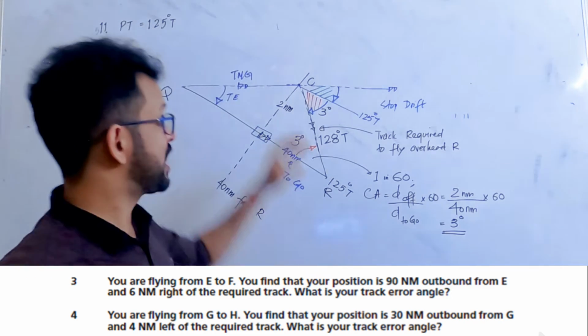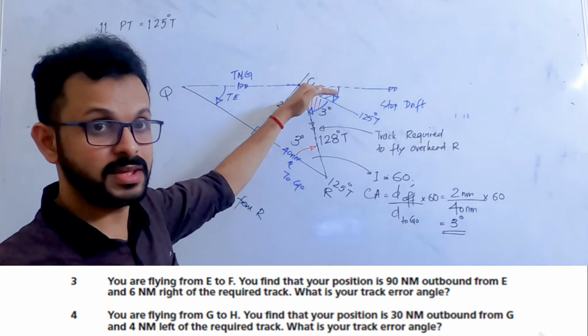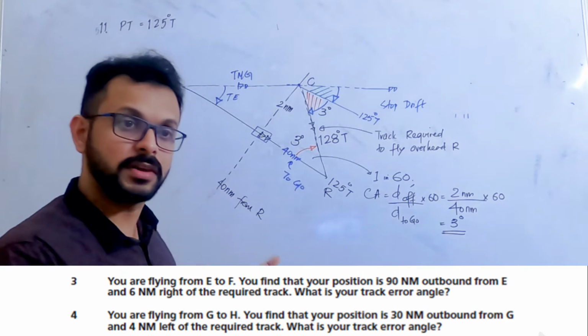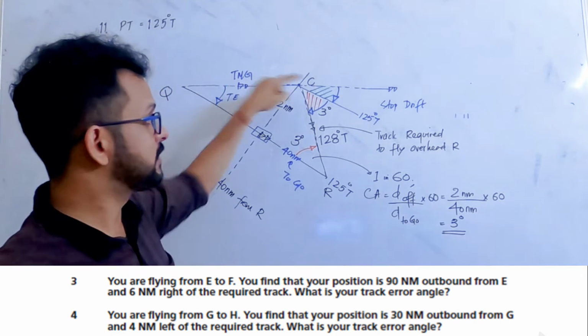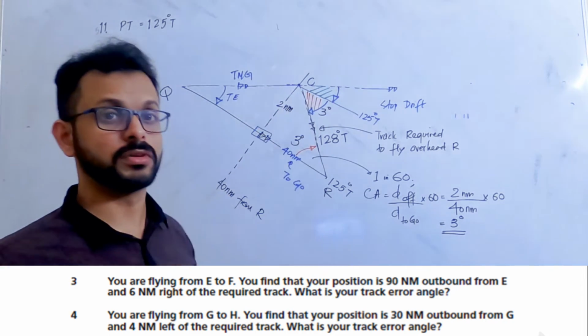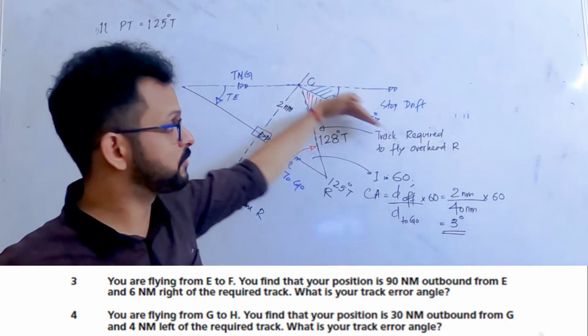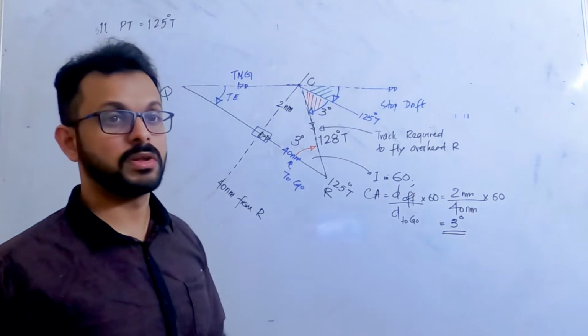But you understand why track error is not significant, and therefore the total distance is also not significant here? Yeah. It doesn't really matter. We can assume any distance, find the track error, find the angle here, but where are you going to use it? Because I know that I'm flying a track that is parallel, which is 125 degrees true.